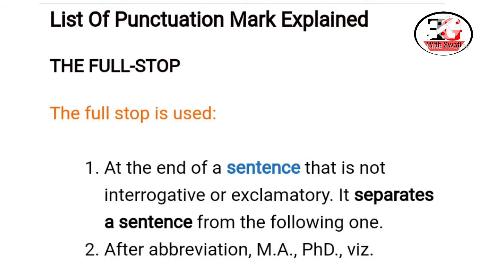First, the full stop. The full stop is used at the end of a sentence that is not interrogative or exclamatory. It separates a sentence from the following one. After abbreviations like M.A., Ph.D., the full stop is used.